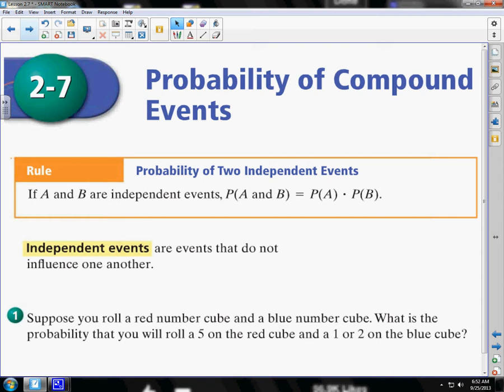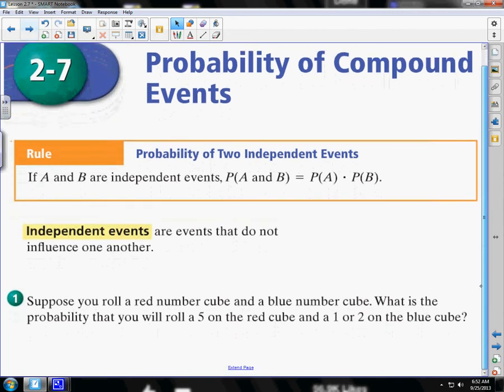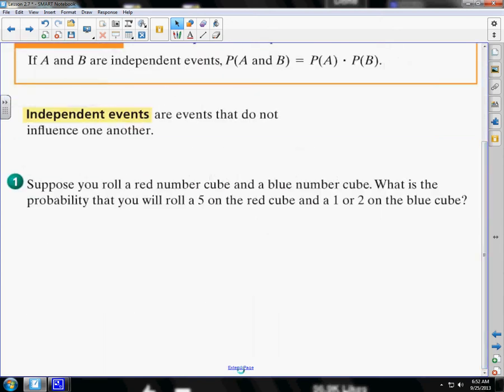So here is a rule. If you have the probability of two independent events, you take the probability of A and B and you multiply them together. So if I had in my closet 5 shirts and 7 pairs of pants, I would multiply those two together and I would get 35 options for outfits. That is kind of how the probability of two independent events works. Independent events are events that do not influence one another. They're completely separate.